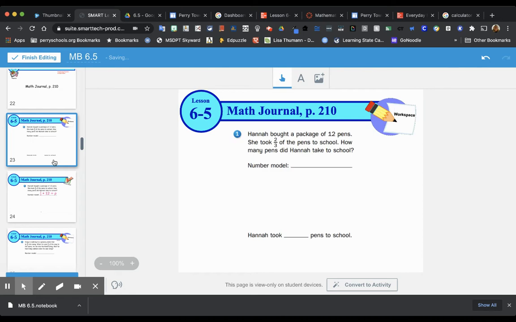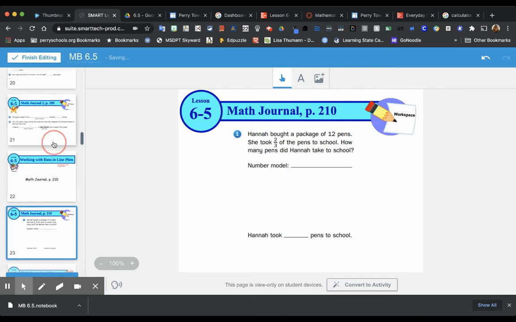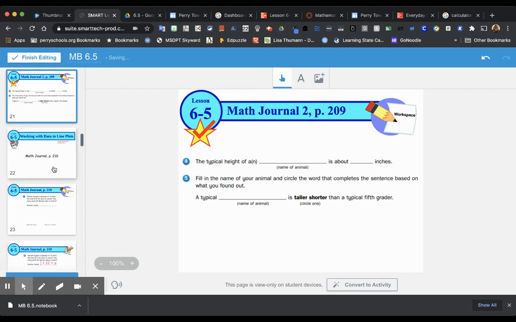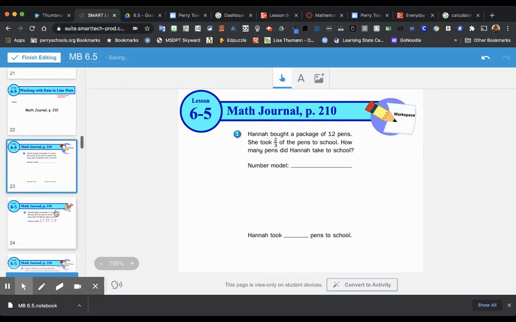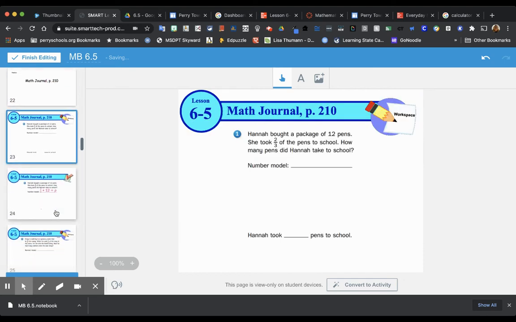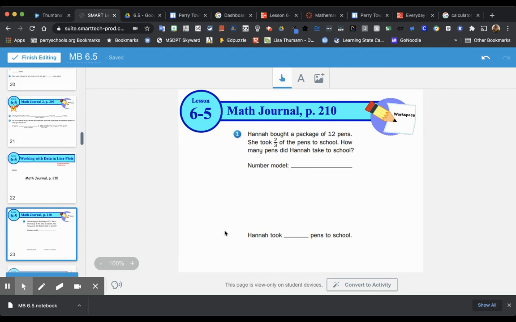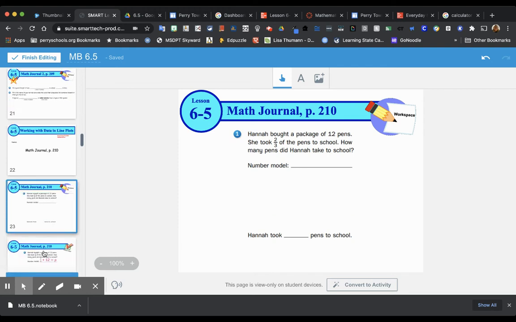So now I would like you to turn to page 210. And you've got some problems here that will be some good practice, some good review. It says Hannah bought a package of 12 pens. She took 2/3 of the pens to school. How many pens did Hannah take to school? So you need to come up with your number model and how many. So this is a fraction of problem.